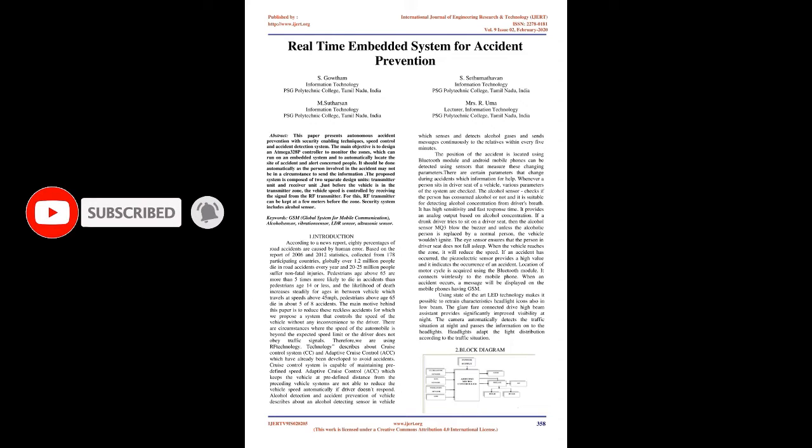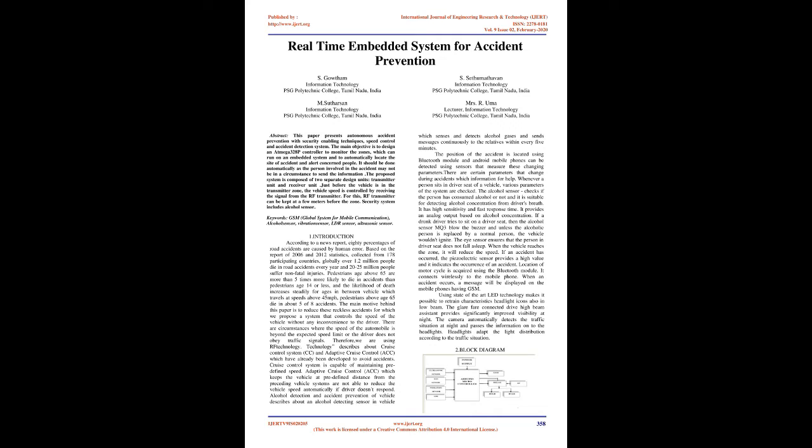1. Introduction. According to a news report, 80% of road accidents are caused by human error. Based on the report of 2006 and 2012 statistics, collected from 178 participating countries, globally over 1.2 million people die in road accidents every year and 20 to 25 million people suffer non-fatal injuries. Pedestrians age above 65 are more than 5 times more likely to die in accidents than pedestrians age 14 or less, and the likelihood of death increases steadily for ages in between.